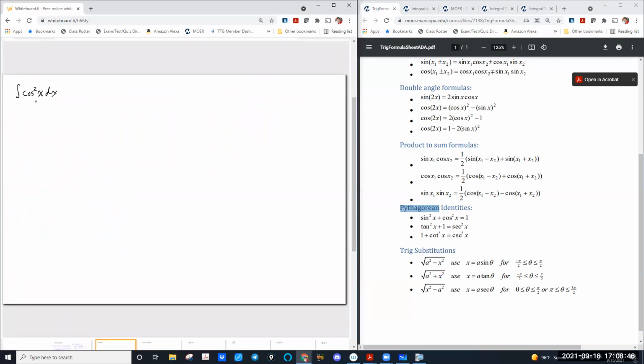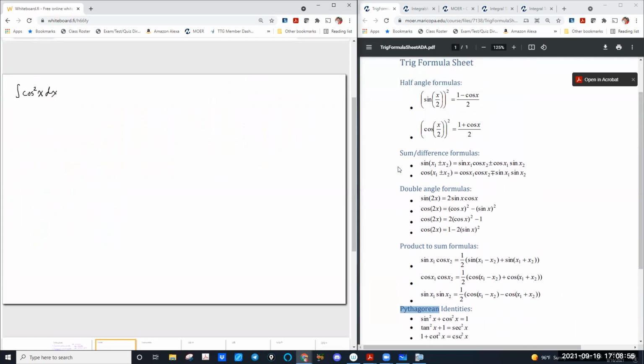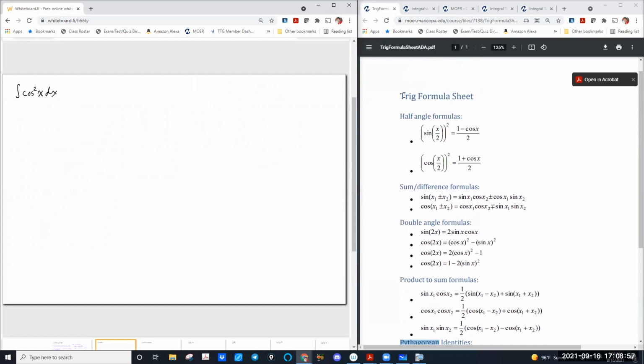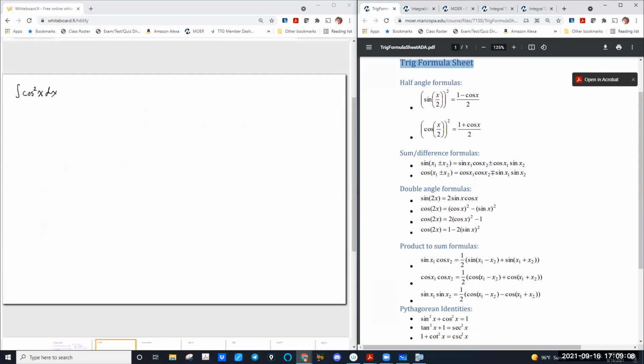Next example up, cosine squared of x. What we're going to do with this one, we would do very similar if it was sine squared of x. It's a very similar idea. We go to our trig formula sheet. Again, just a reminder, do not think you have to memorize these trig identities. You will have all of these with you. But we want something that takes cosine squared and makes it not squared.